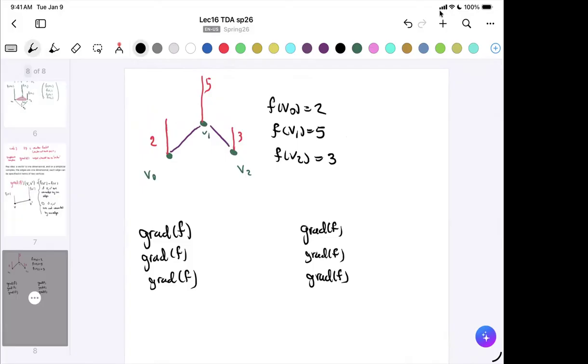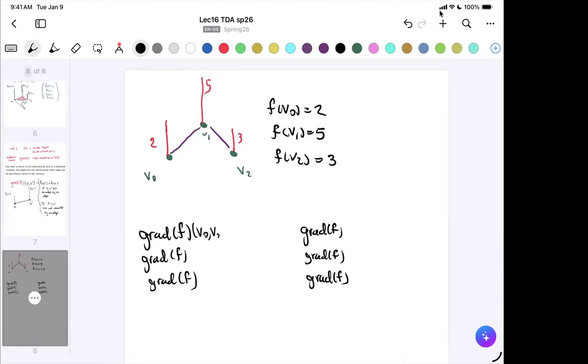It would get evaluated at V0 with V1. Let's start with that one. V0 with V1, V0 with V2, V1 with V2, right? And then in the opposite order, which would be V1 with V0, V2 with V0, and V2 with V1. It's a difference in the values. If you think of these as ordered pairs, it does f of v1 minus f of v0, right?